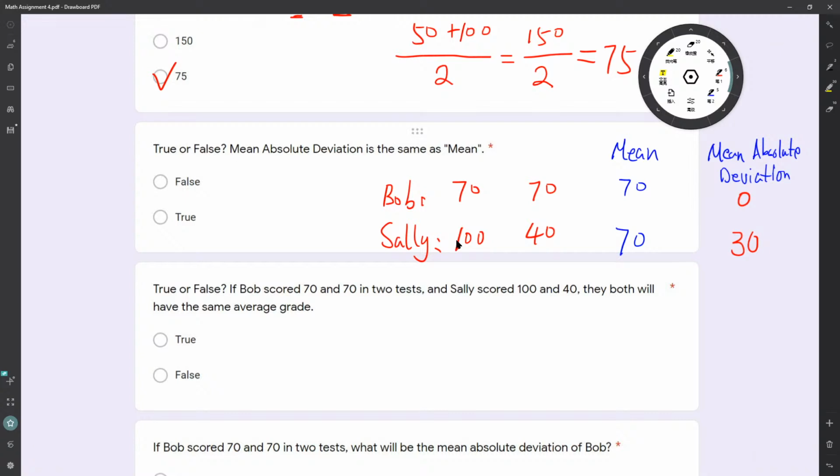So mean absolute deviation is the result of comparing the actual grades with the mean. Therefore, to this question, the mean absolute deviation is not the same. This is false.